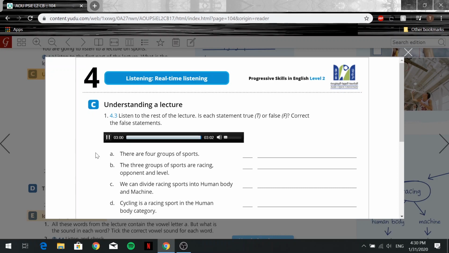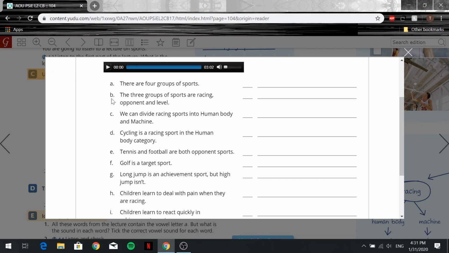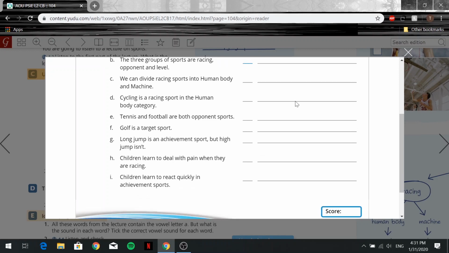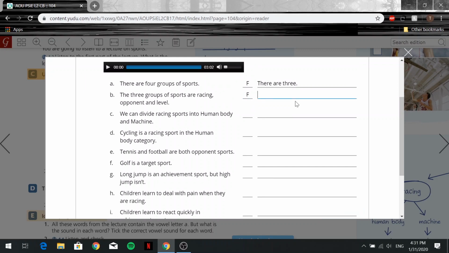Alright, so now that we know a lot about sports and different categories and subcategories, let's take a look at each statement below. So A, there are four groups of sports. Is this correct? Answer is no, it's false, and the correct one is there are, we'll say, three. Okay? There are three. Second statement, the three groups of sports are racing, opponent, and level. Again, this we'll say is false.